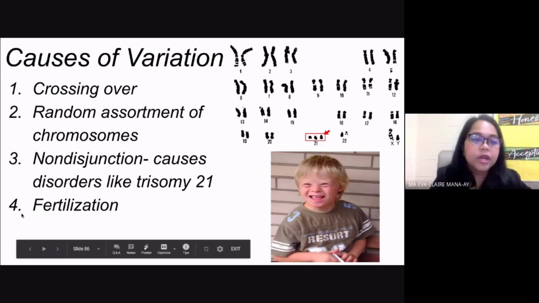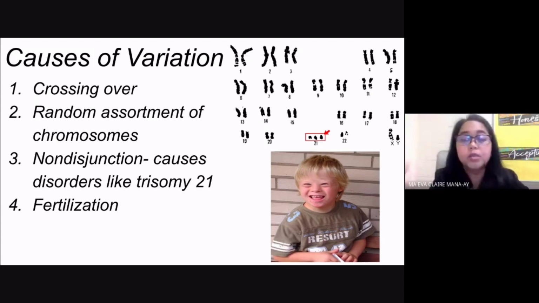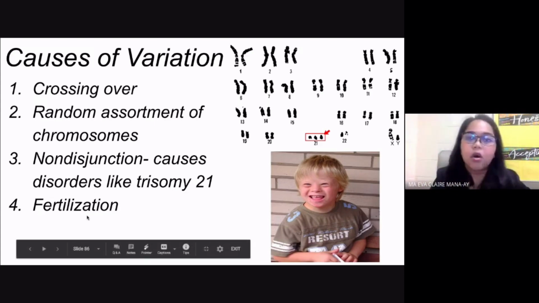Now, another thing that would cause variation is fertilization. You all know that you are all winners, because only one sperm cell can fertilize an egg cell. Only one sperm cell coming from the father can fertilize the egg cell of your mom. So that sperm cell is the winner. We don't know which sperm cell is going to fertilize the egg cell. So fertilization is also a cause of variation.